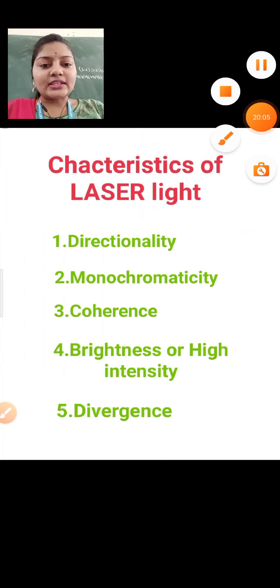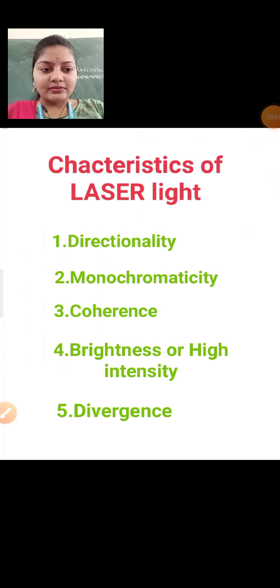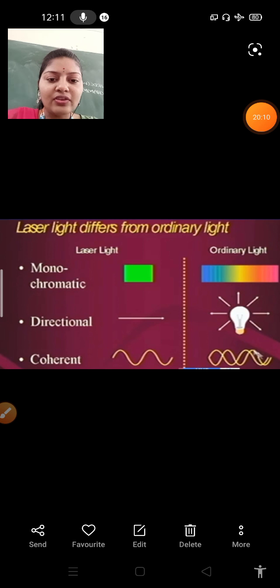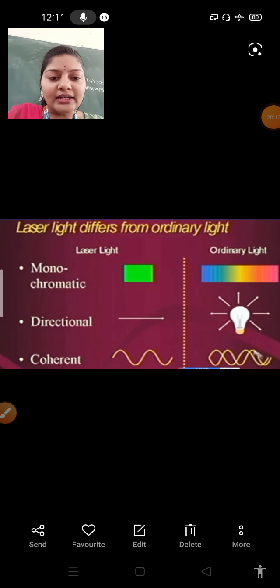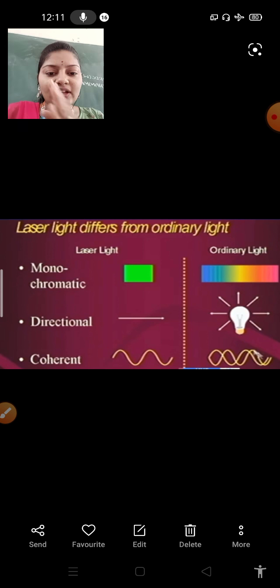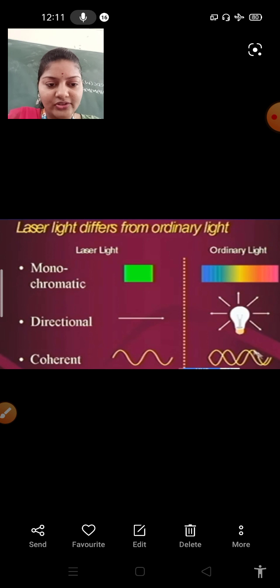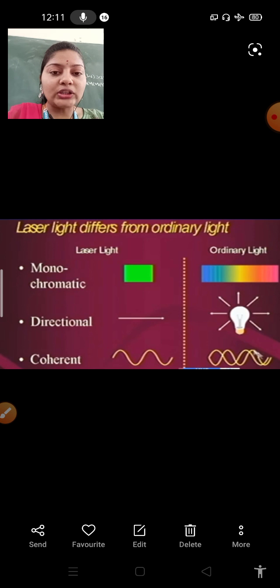Now let us see normal light versus laser light. In this slide we can differentiate ordinary light and laser light. On one side it is laser light and on the other side it is ordinary light. Laser light is highly monochromatic in nature, but the ordinary light source exhibits all seven colors, the VIBGYOR colors: violet, indigo, blue, green, yellow, orange and red. All the VIBGYOR colors are emitted by the normal light source, but laser light emits only a single colored wavelength, that is monochromatic light.